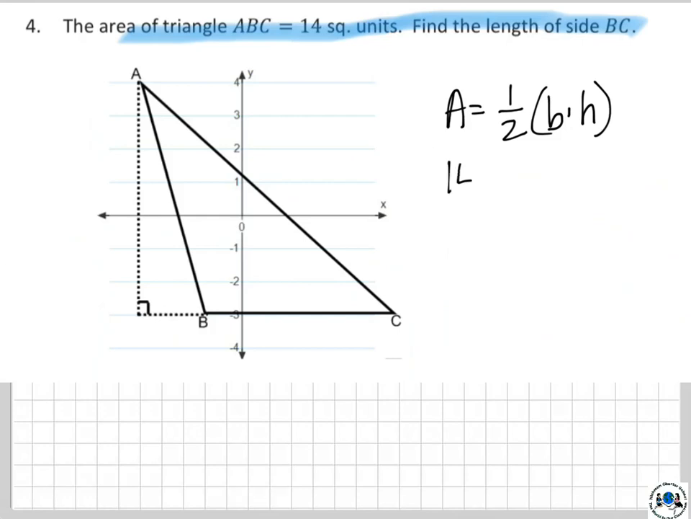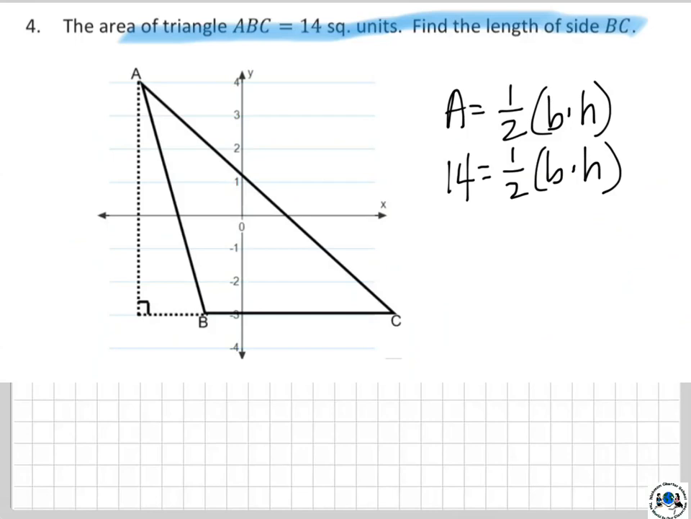Okay, so now we're being told that the area of this triangle ABC is 14 square units. And what we want to find is the length of side BC. We're going to find the side BC, which happens to be our base.